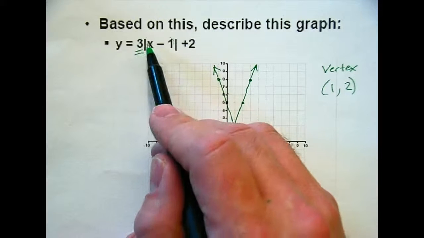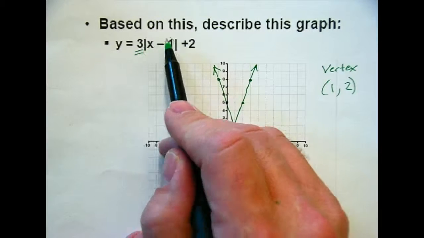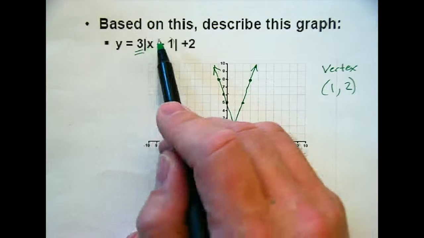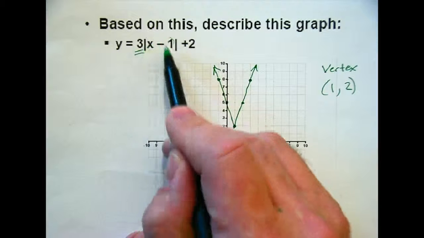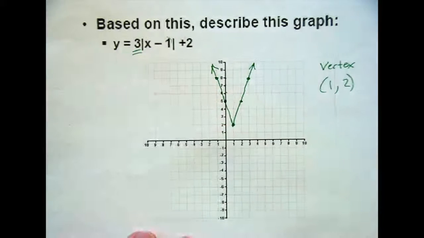So the 3 still affects it. It just doesn't make it flip. Because when you have a negative out here, you end up multiplying your result, whatever's in here, by a negative. Okay? Other questions?